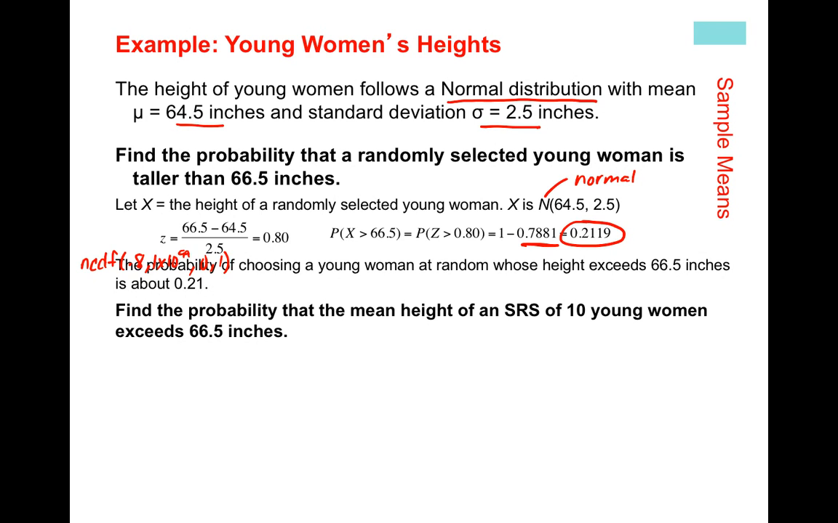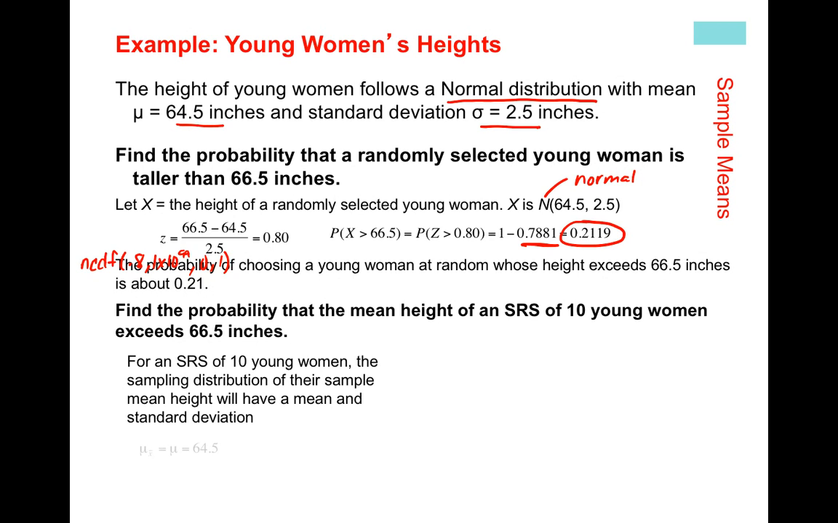Now, what's new in this section is that we can also consider how likely it is that we select a group of women and their average height exceeds 66.5 inches. So in order to do that, we need the mean and standard deviation for that sampling distribution. So we know that it's random. That's one of our conditions that we have to check. We have the mean of that sampling distribution here at 64.5, and then the standard deviation for that sampling distribution is sigma over the square root of n.